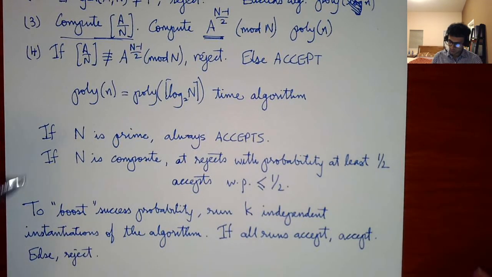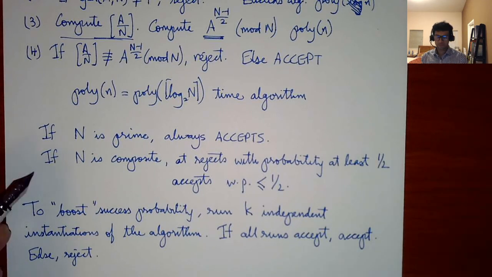Now we know that if n is a prime, the algorithm never makes an error. The algorithm always accepts as it should. But if n is composite, it makes an error with probability at most a half. But if you run it k times, the probability of making a mistake in all the runs is going to go down exponentially in k.